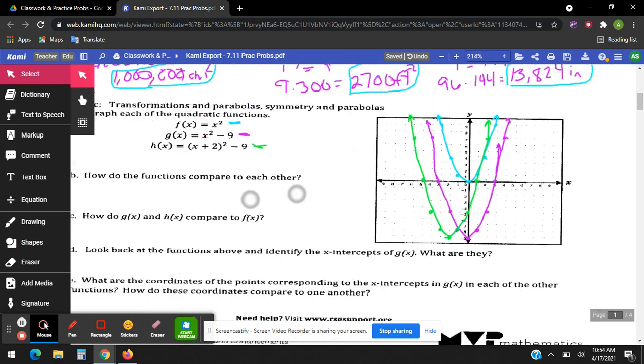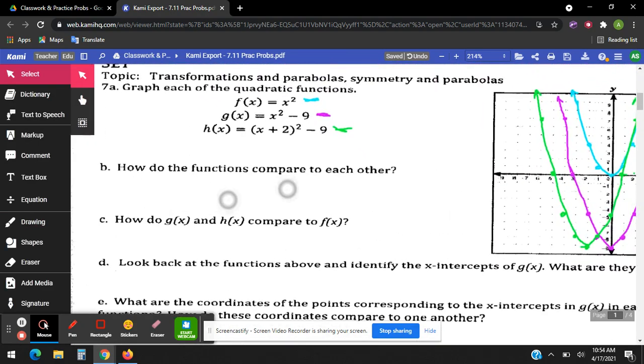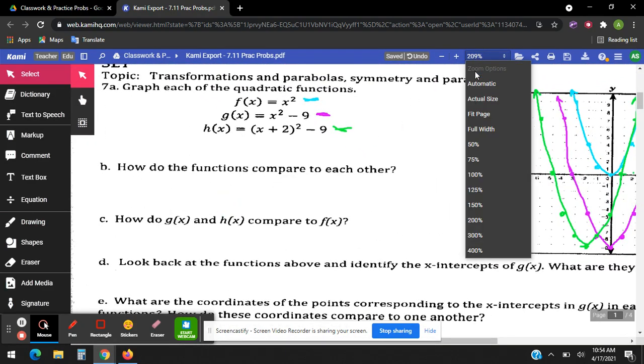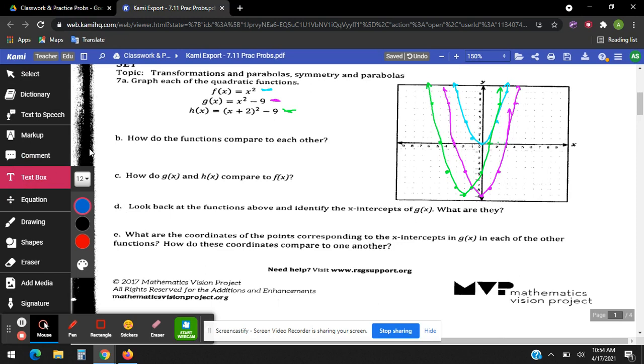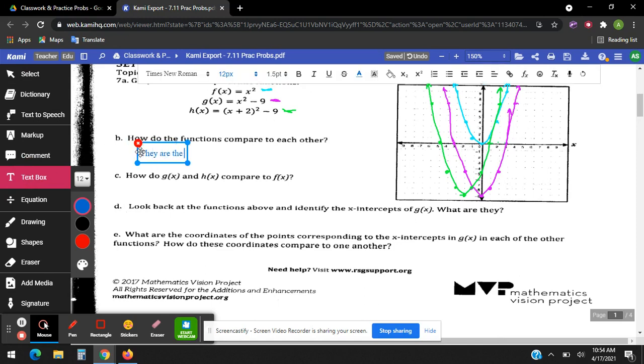Okay, let's go ahead and zoom that back out a little bit. Go back to my 150. There we go. Okay, so how do these functions compare to each other? Well, they are the same dilation, right? They're all x squareds. There's no multiplication in there. Just translated. This one we just scooted down. This one we just scooted over.